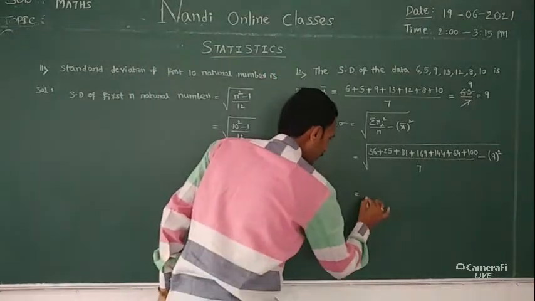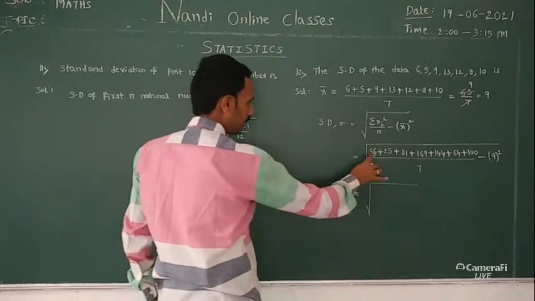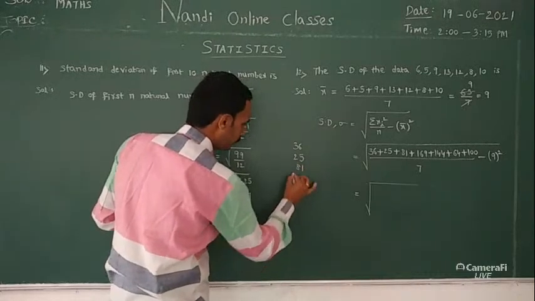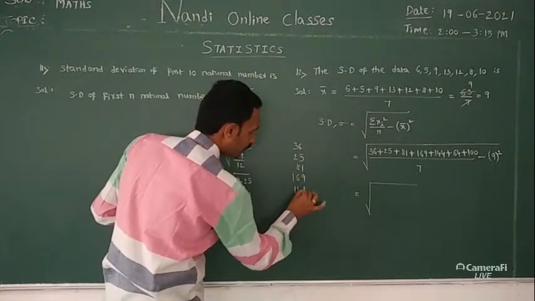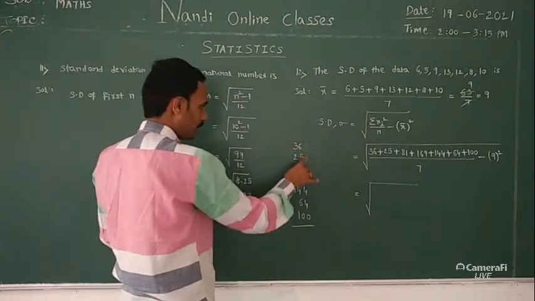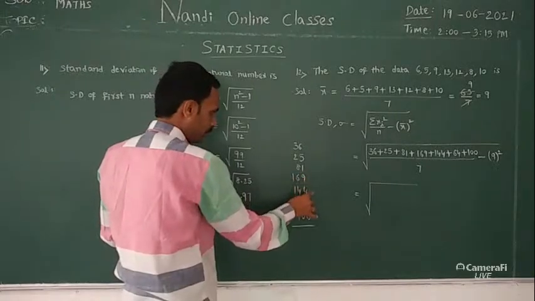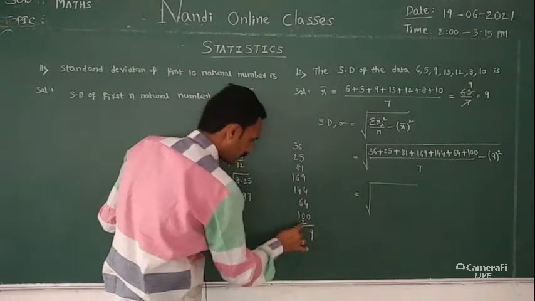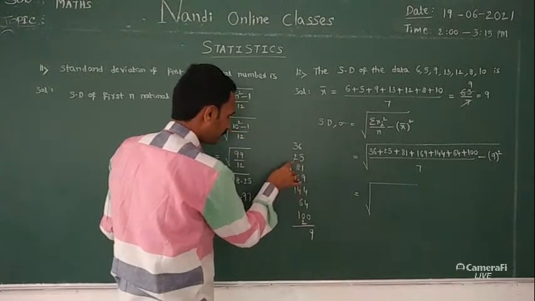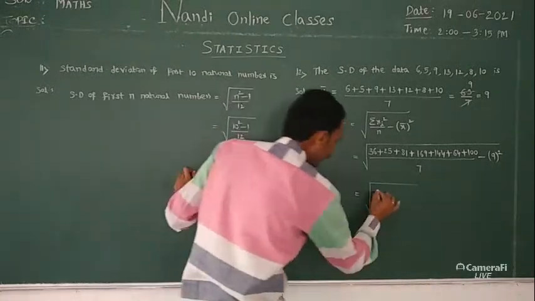Okay, standard deviation is equal to root of, add it: 36 plus 25, 81, 169, 144, 64, 100. Add it. 6 plus 5, 11, 12, 21, 24, 29. 6 plus 2, 8, 18, 20, 31. 3 plus 4, 5, 6, 19.